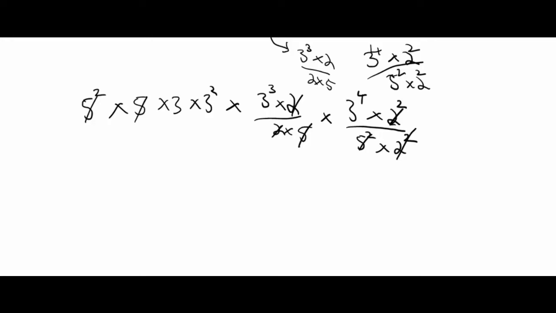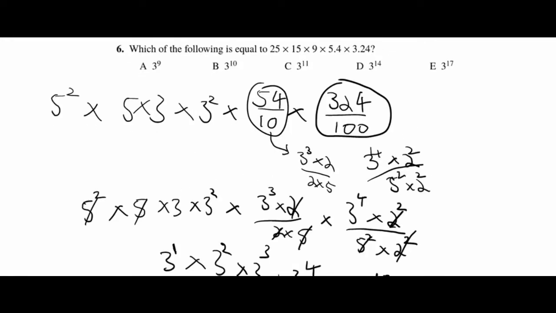And so what we end up with is 3 times 3 squared times 3 cubed times 3 to the power of 4, which if we add up all the powers is equal to 3 to the power of 1 plus 2 plus 3 plus 4, which is the same as 3 to the power of 10. And so if we look at our answers, clearly the answer is B.